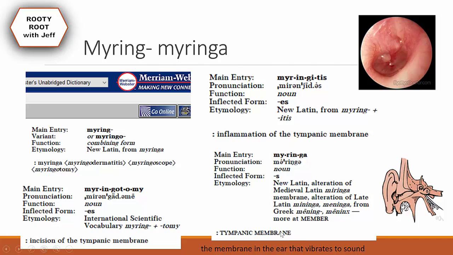Meningia is the tympanic membrane, and is the membrane in the ear that vibrates the sound. So meningotomy is the incision of the tympanic membrane, and otomy is incision. There's also ectomy, which is the removal.